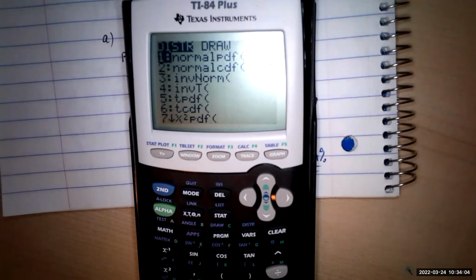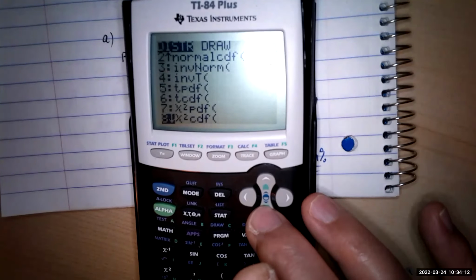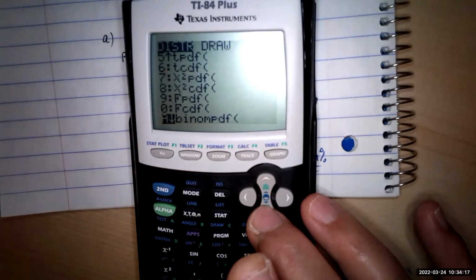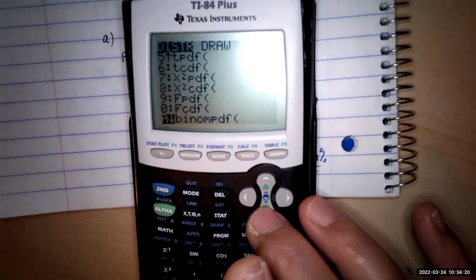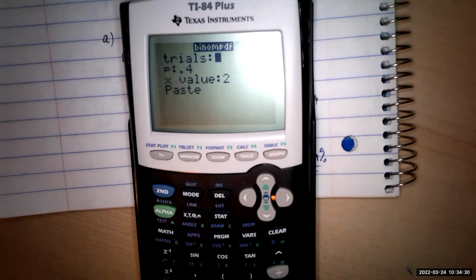This is the normal. You have to go down to get to the binomial. I think it's number 10 maybe. We're going to use all of them in future. Yes, this is it, this is binomial. Binomial PDF, that's the one. Now you click on this one and you will see it. For the binomial, the first part gives you the number of trials, the second one is the p, and the third one is the x, and that gives you the result right away.